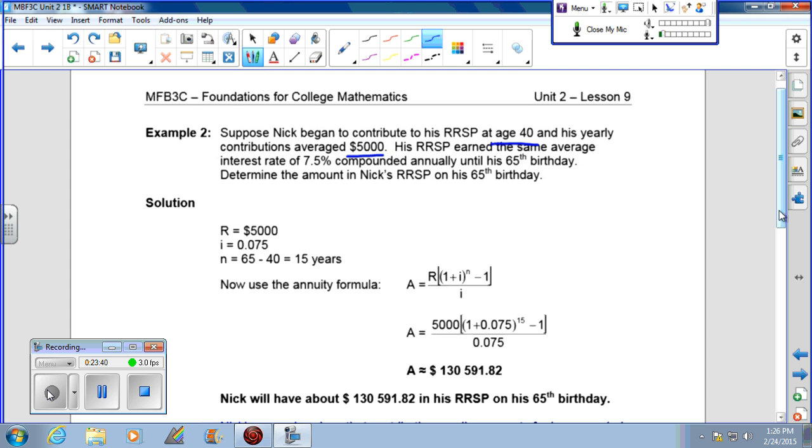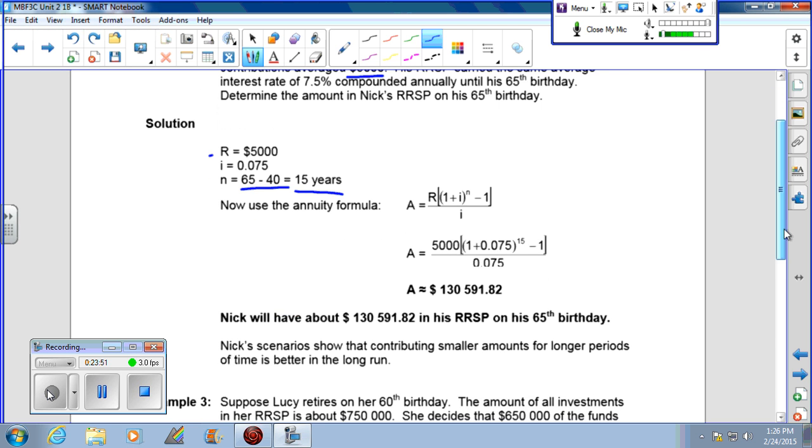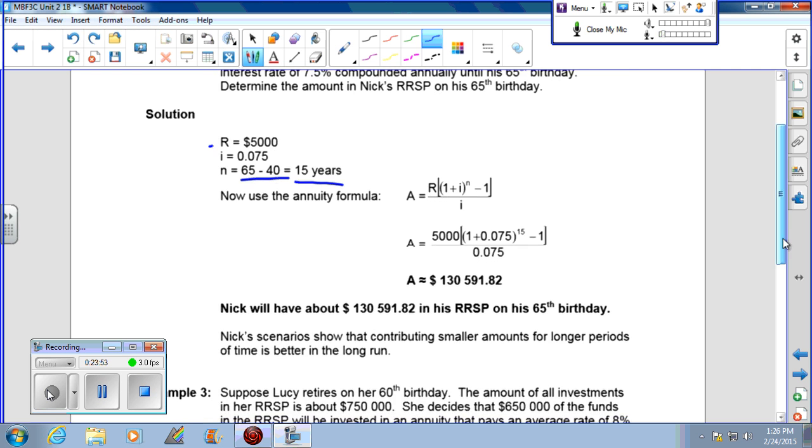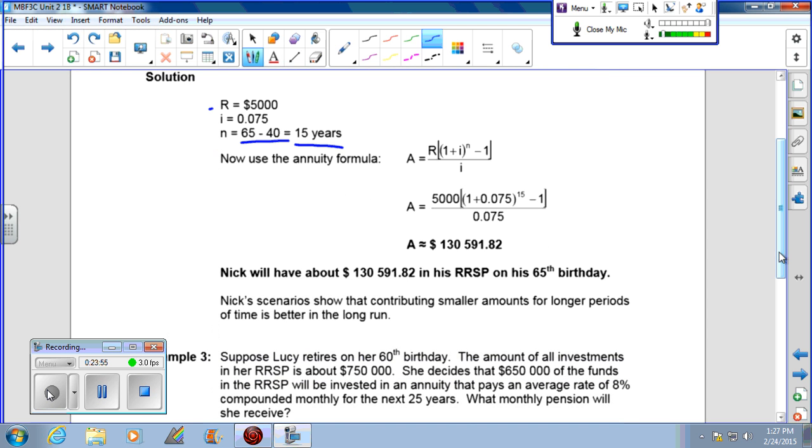Okay. So in this case, our regular payment was $5,000 annually, same interest rate, but the difference is it was only earning income on that regular payment for 15 years. So it works it out, and you can see that he has $130,500. So it's nothing to sneeze at. It's a fairly good chunk of money, but it's nowhere near as much as if he starts when he's 25. Okay, so this is just basically the book's way of showing you that the earlier you get started, the better.